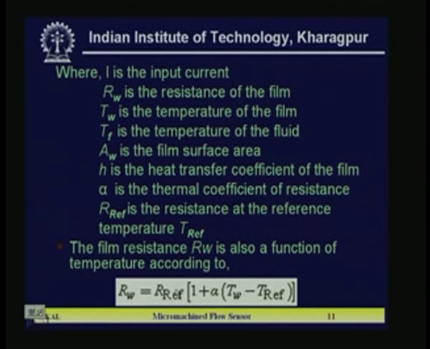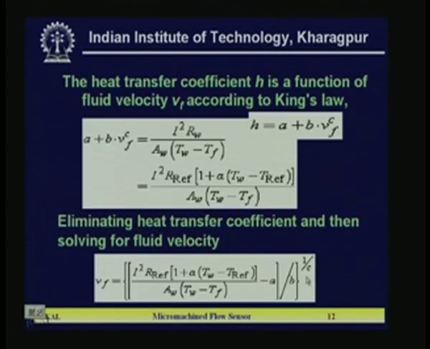According to this, Rw is equal to Rf into 1 plus alpha into Tw minus T ref. So, Rf and T ref are the reference, that means the reference is room temperature. After that, the Rw, which is the film resistance, will change according to this relation, where alpha is known as the temperature coefficient of resistance. And I also mentioned that the temperature coefficient of resistance should be very high to increase the sensitivity of the device. So, these two relations we will solve later on to find out the velocity.